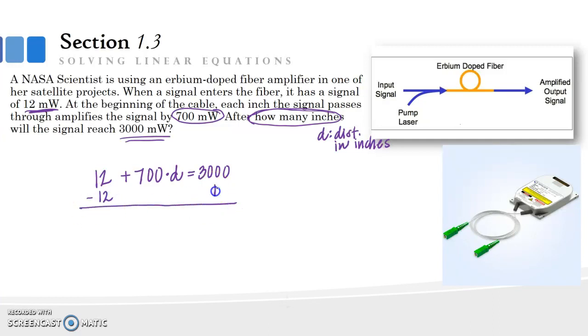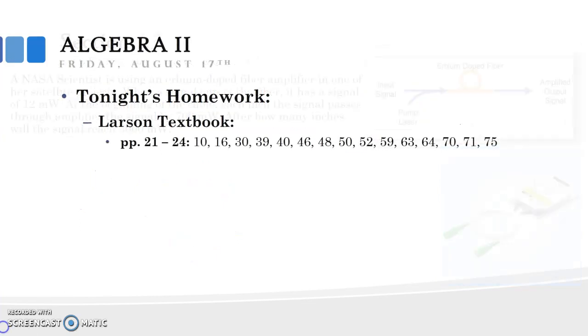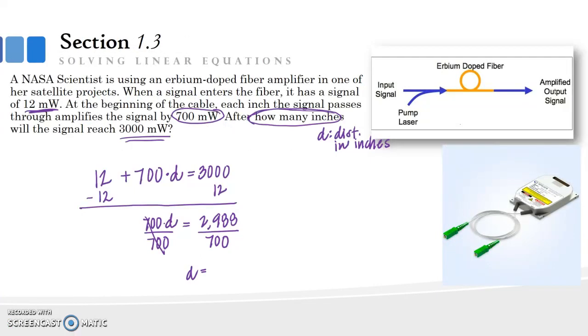So subtract 12 over here, subtract 12 over here. So we can go ahead and subtract 12 from 3,000, and we're going to get 2,988. And that is set equal to 700 times the distance. Next step is just to divide both sides by 700. And when we divide 2,988 by 700, then our resultant value is going to be 4.27 if I round to 2 decimal places. So 4.27 inches of fiber. And that would be our final answer.